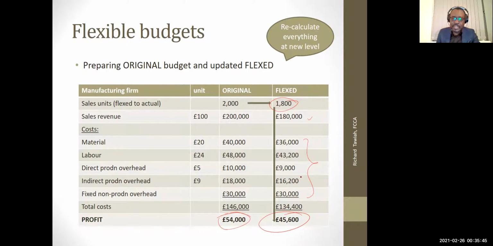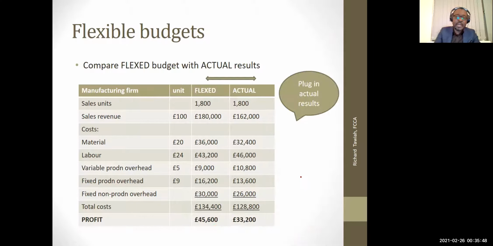We are still budgeting. Take note of that. Now, when we get the actual, we then compare. Remember, our budgeted profit had now changed to the flexed figure of 45,600. Now, in reality, when we did the sales, we realized that instead of 180,000, we got a sale of 162,000. Maybe there were some discounts we gave, maybe selling prices dropped in some areas, but still with the same 1,800 actual units. So our sales have changed.